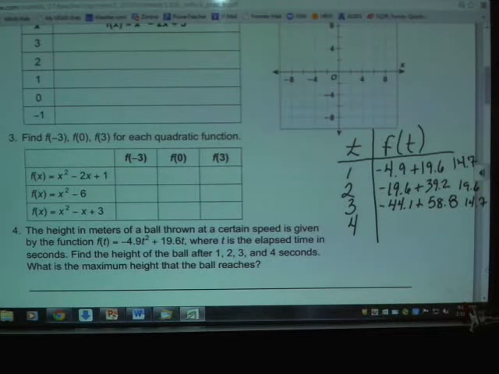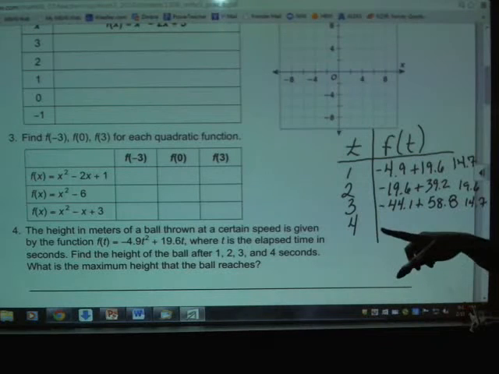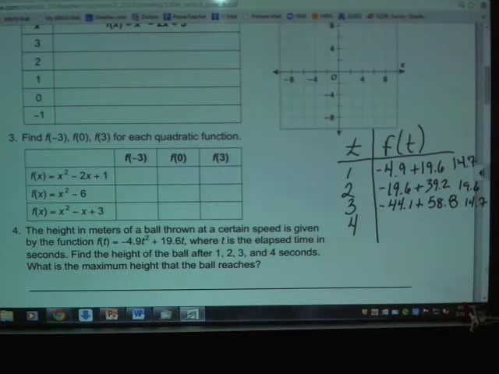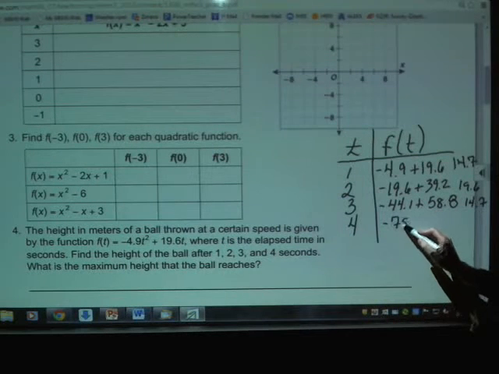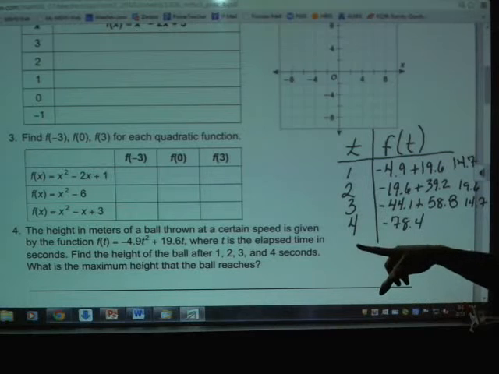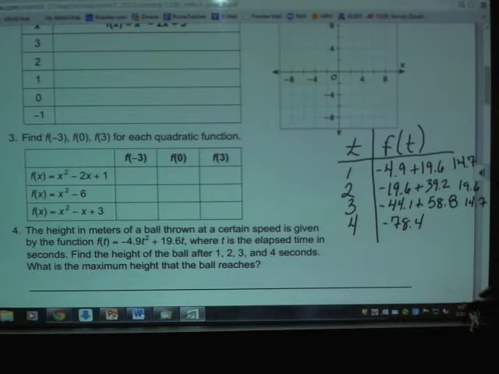All right, last one, 4 seconds in. So I'm changing t into 4. 4 squared is 16, times the negative 4.9 in the front is negative 78.4. And then I've got the 19.6 times 4 at the end. Well, 19.6 times 4, interestingly, changes into 78.4. So when I add those two together, that's 0. That means 4 seconds in, the ball's back at the ground, because it doesn't have any height.